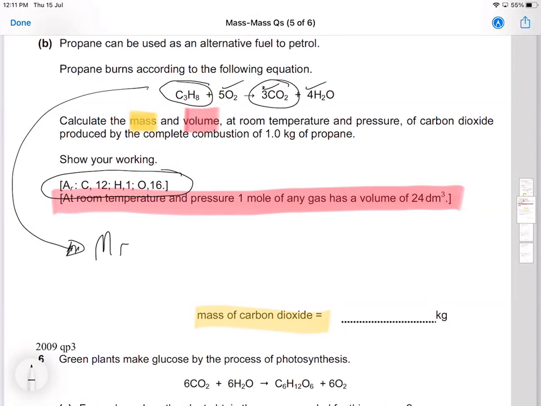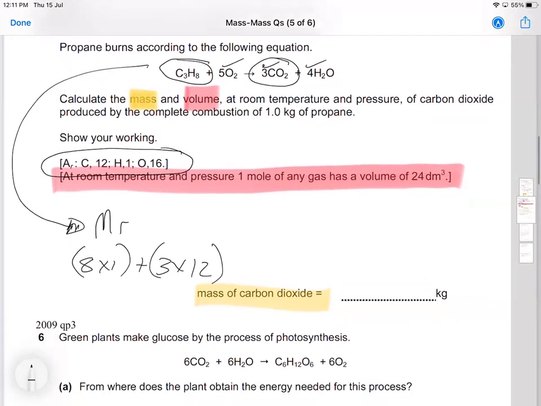Wouldn't you say 8 times 1 for hydrogen, and 3 times 12? Correct. And you're going to add it to 3 times 12. I don't have a calculator, Inesh or Laura. Just quickly check for me what that is. 44. 44, you say? Yeah, good.